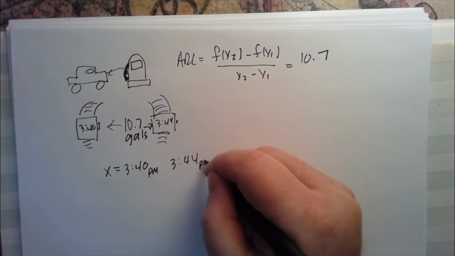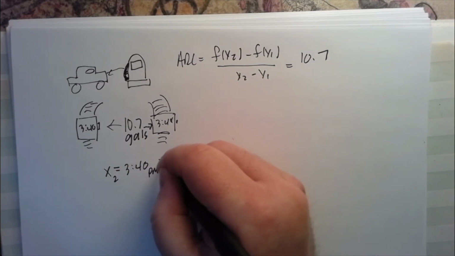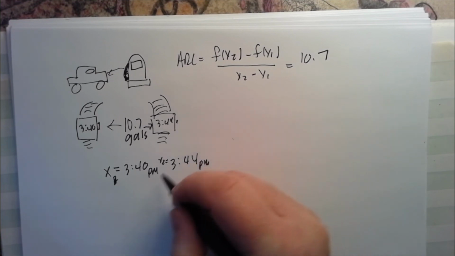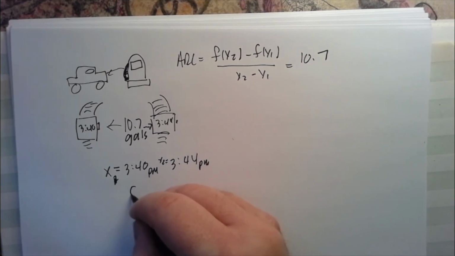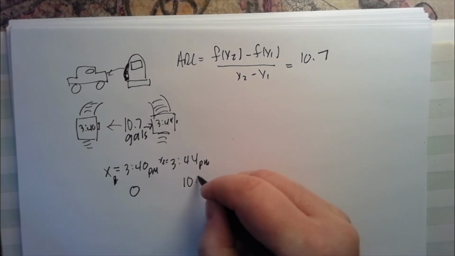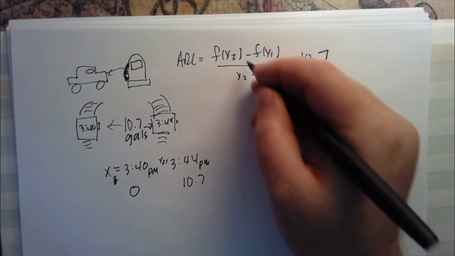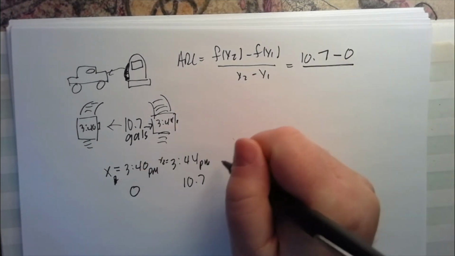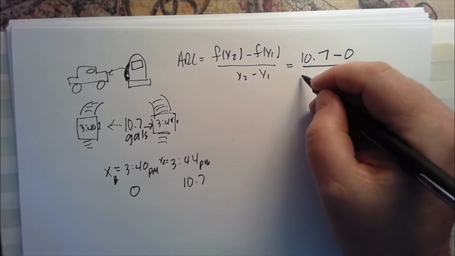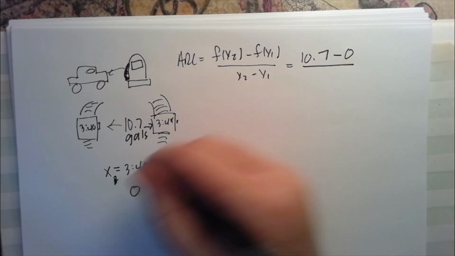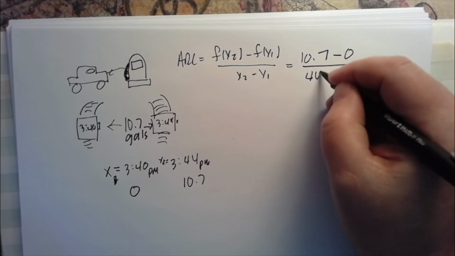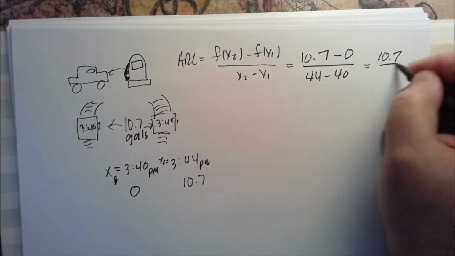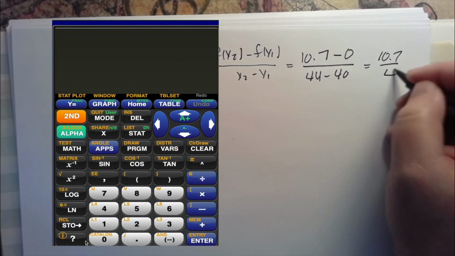You could think of it maybe like this. This is your x1 and your x2. And then, how much gas has he pumped at this time? 0. How much is he here? 10.7. So the top is 10.7 minus 0 over the bottom, which is how much time that he has. We really don't need the 3's, right? 44 minus 40. So this is 10.7 over 4.